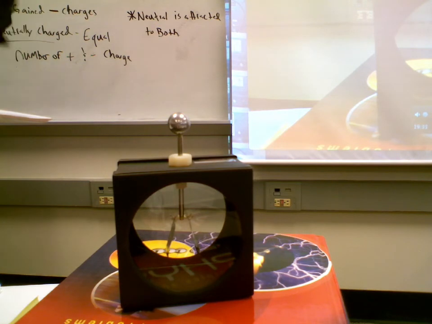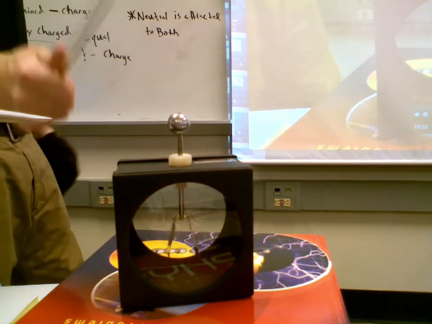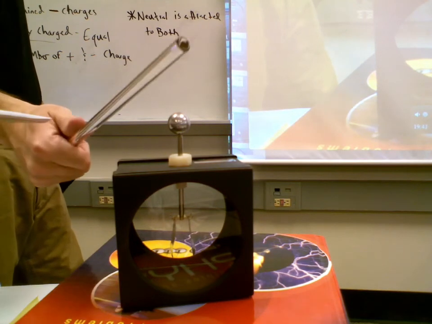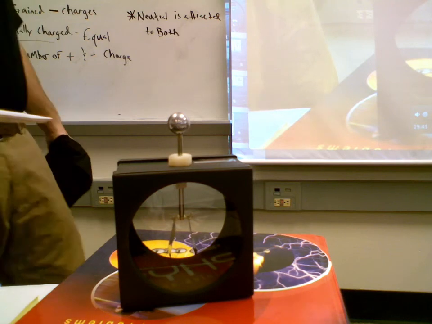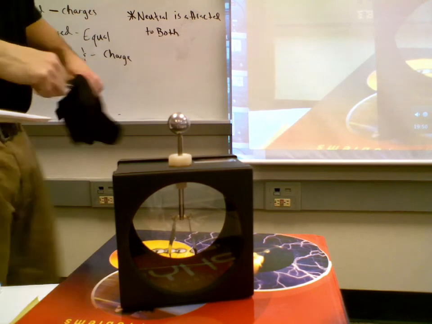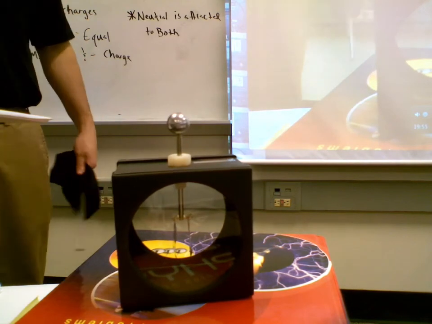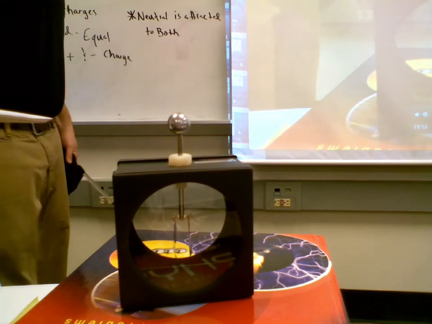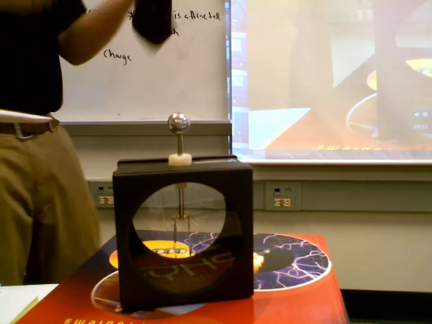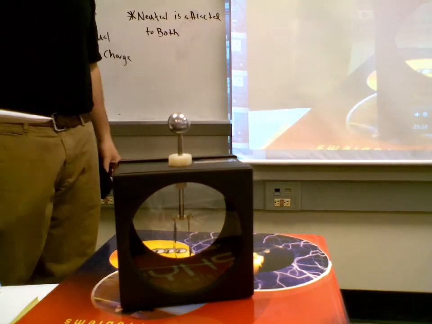Now I'm going to bring this glass rod, which I'm rubbing with silk. What happens? The leaves go back in, which tells me that the glass rod has what charge? Positive. I just took the electrons away because I am a conductor. So the question is, what's going to happen when I bring the positive glass rod near the electroscope?